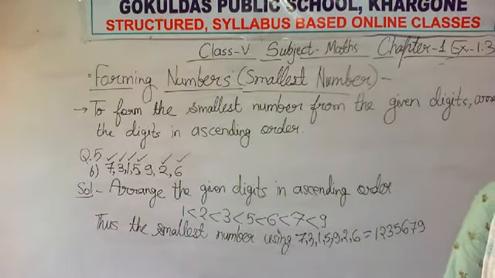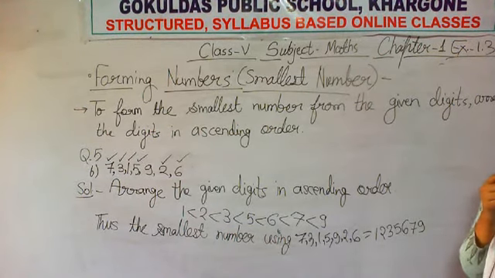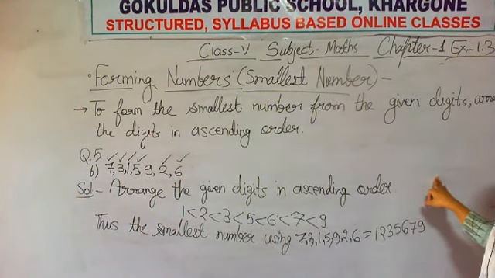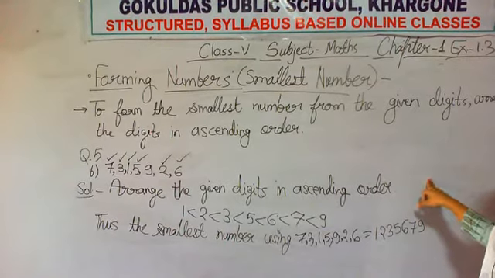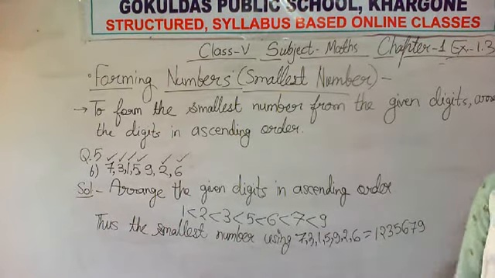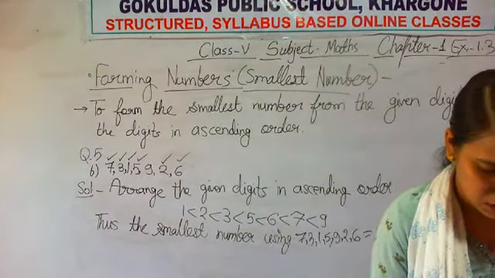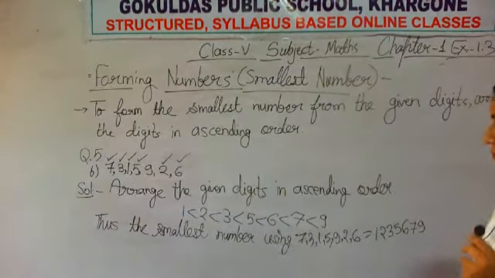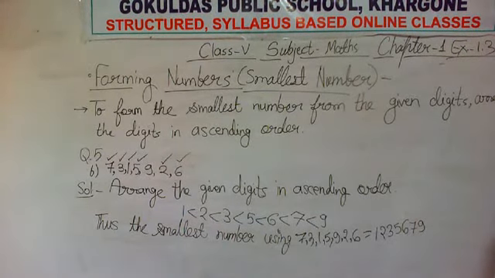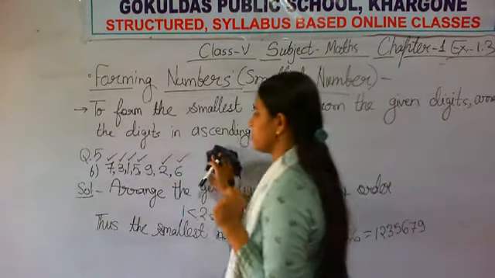So for forming the smallest number, the step is that you have to arrange all the given digits in ascending order. Let's do the next one, that is C. Question number C.